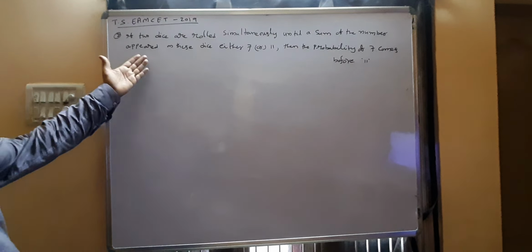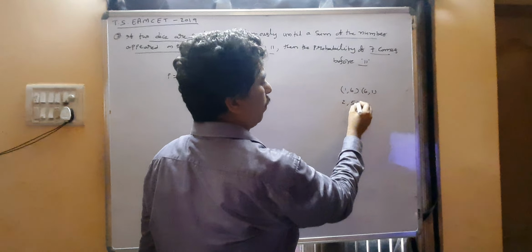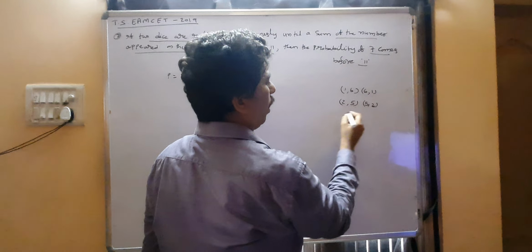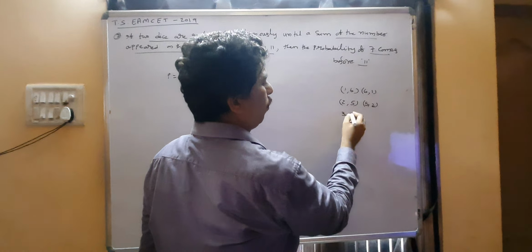Find the probability that 7 will come before 11. I will take the event P, the probability that the sum is 7. When 2 dice are rolled, sum 7 means 1 6, or 6 1, or 2 5, 5 2, or 3 4, or 4 3. You have 6 chances. So that is 6 by 36. 36 is because 2 dice are rolled, 6 square means 36. That is 1 by 6.